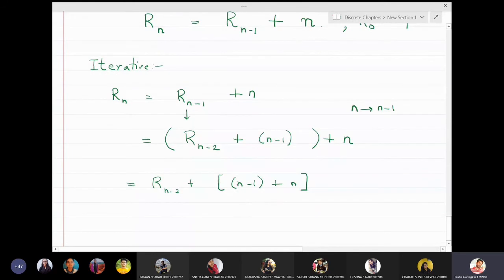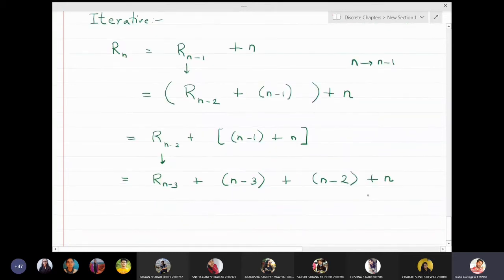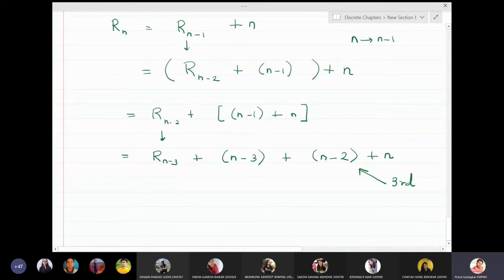Now what is Rn minus 2 equal to? Rn minus 2 is Rn minus 3 plus n minus 2 plus n minus 1 plus n. So this is the third stage. If this is the third stage, what will happen at the kth stage? At the kth stage, I will get Rn minus k. Observe here, if there is a 3 here, then there is one less here.